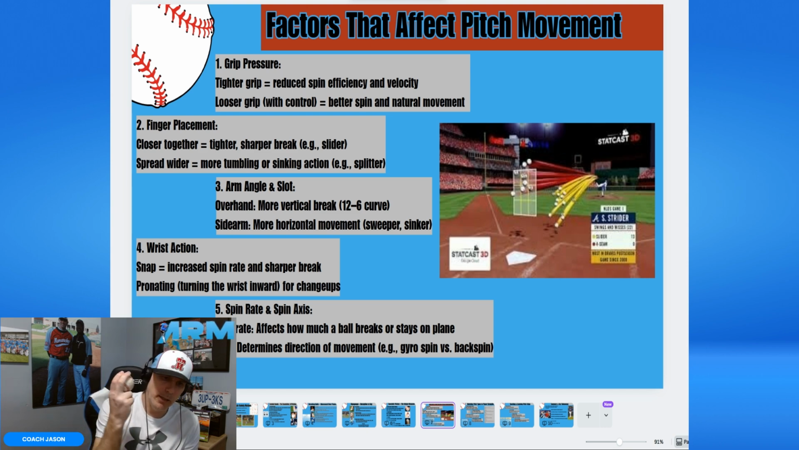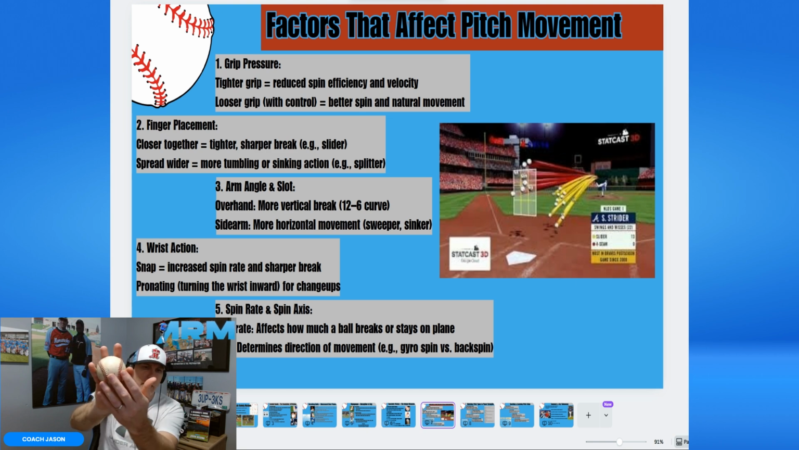Wrist action: snap gives increased spin rate and sharper break. That's what I was going back to with that looser grip, right? Looser grips, heavier snap or whip with the arm, will give you increased spin rate or a sharper break on your pitches. And then pronating and turning the wrist inward for changeups. Going back to that circle change I was presenting, we're pronating down, and then it comes off the fingers this way, and you drive through your pitch, and that gives it that nice down and in break.